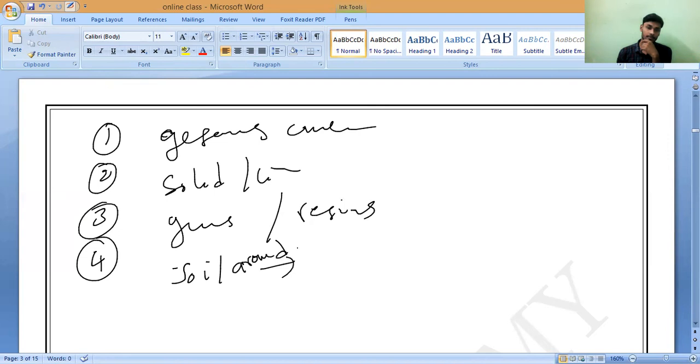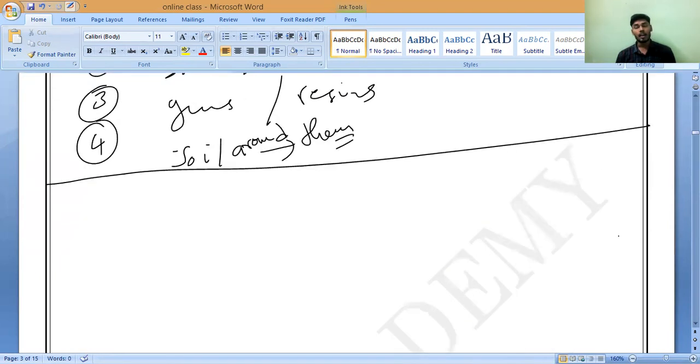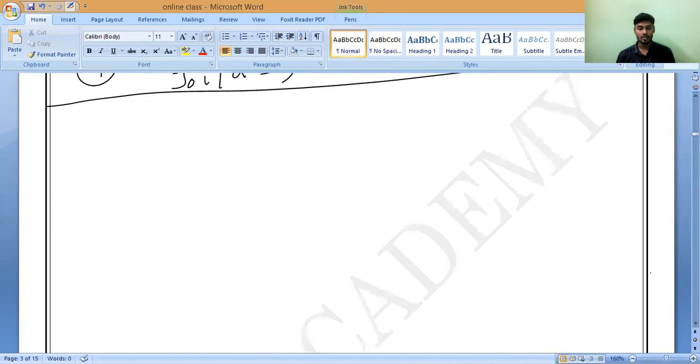Any doubt, anybody? Please tell me. If you understand this, then this is all about plant excretion. Then we have to go to the next type of excretion. What is that called? Animal excretion, excretion in animals.